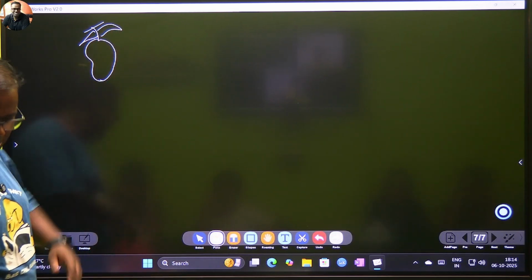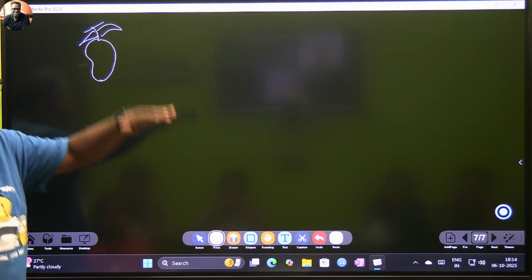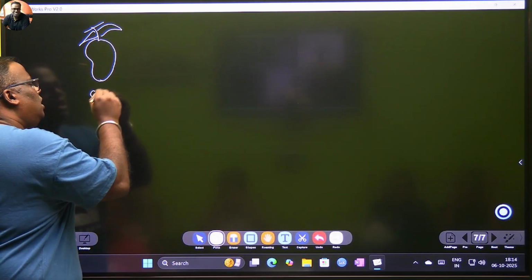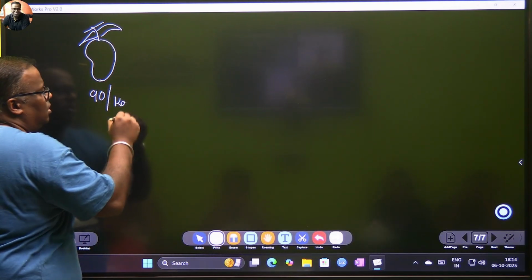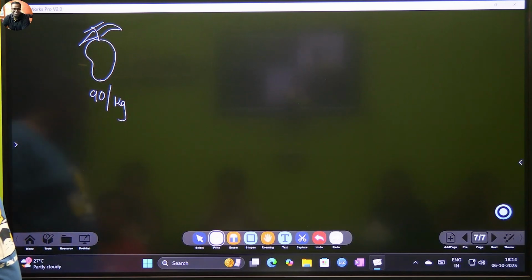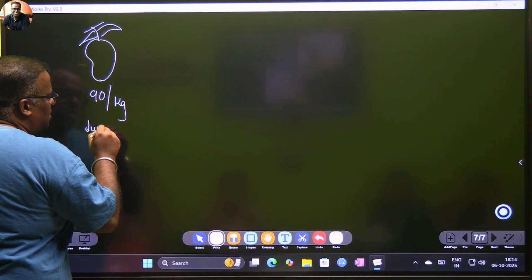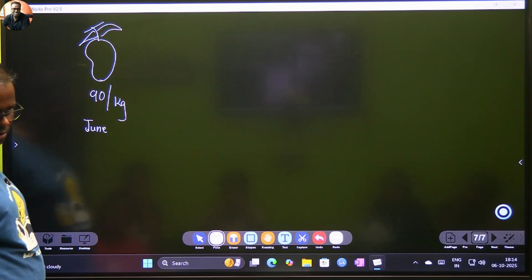Mangoes. And it's the peak season going on. So a lot of mangoes now. The price of mango is how much? 90 rupees a kg. 90 rupees a kg is the peak season. Let's say this is the month of June, peak season. And in peak season, the price usually falls down.